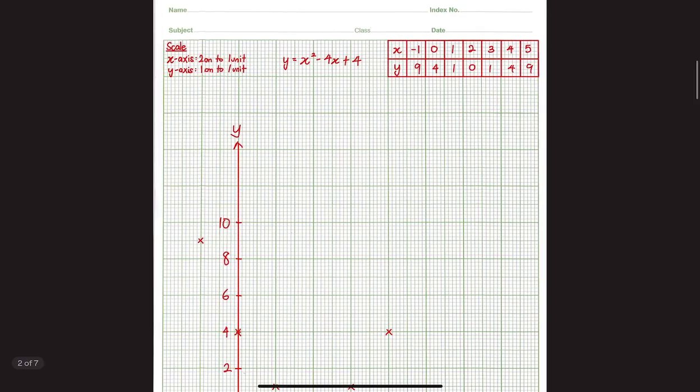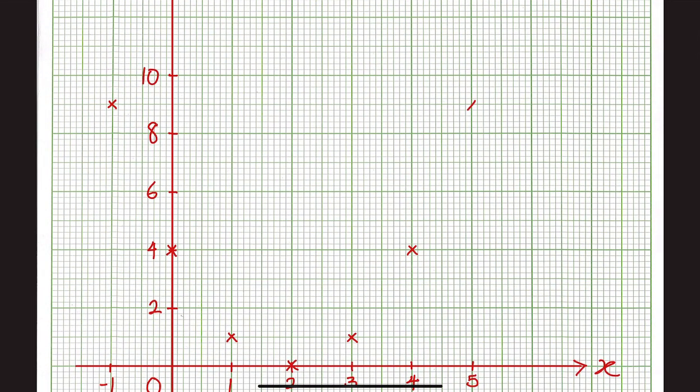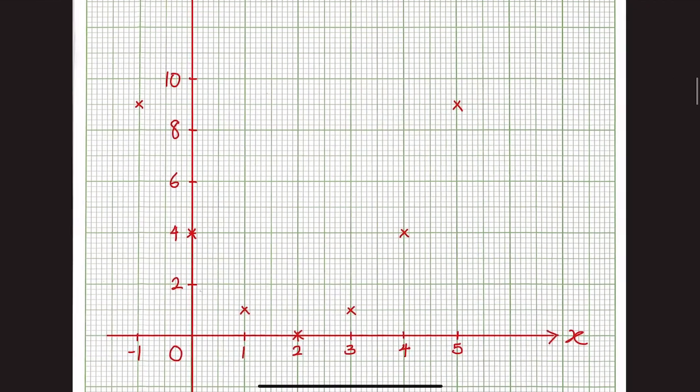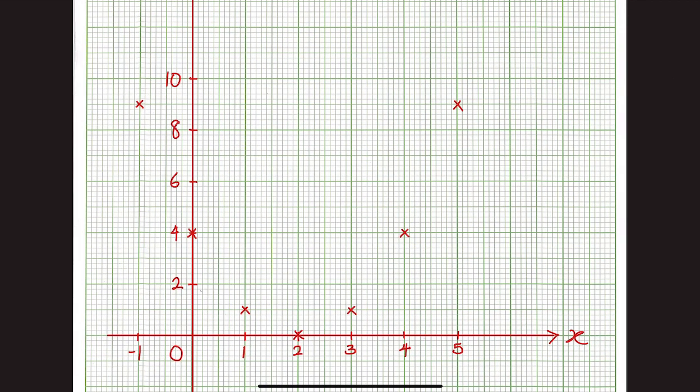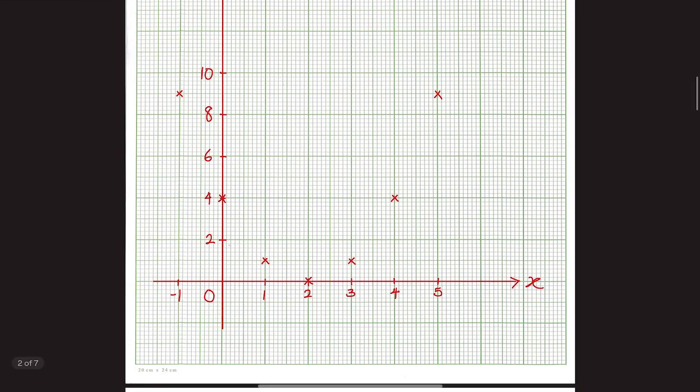And last point, 5, 9. So when x is 5, y is 9. So it is this point over here. This value here is 9. Okay, so if you can follow the same steps as me, you should get this same curve shape. My next step is to fill in the blanks.